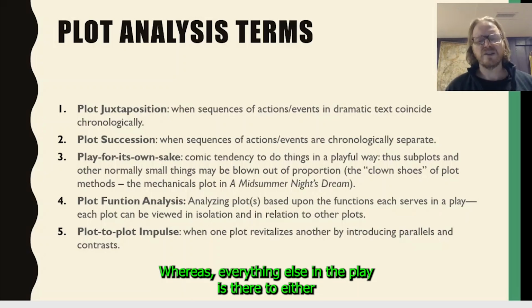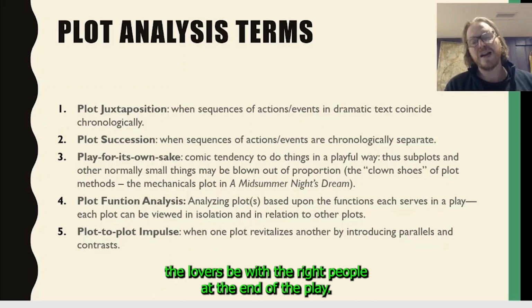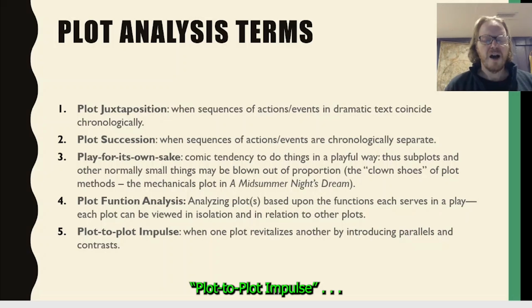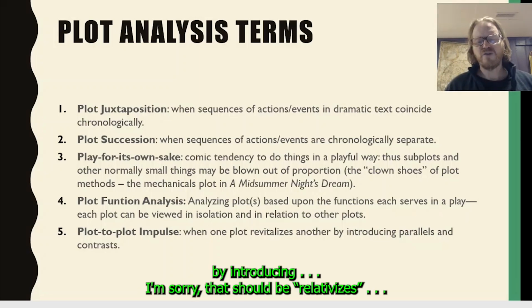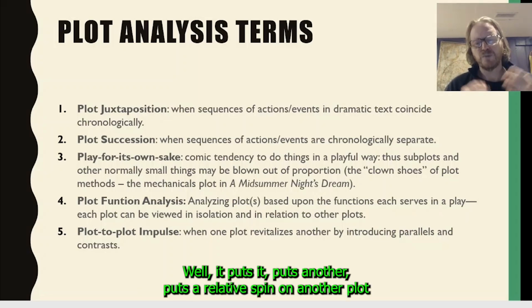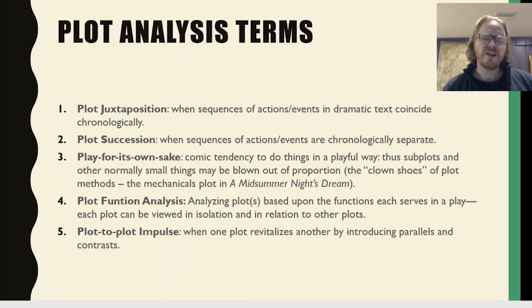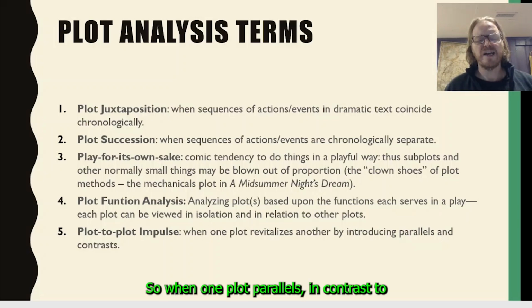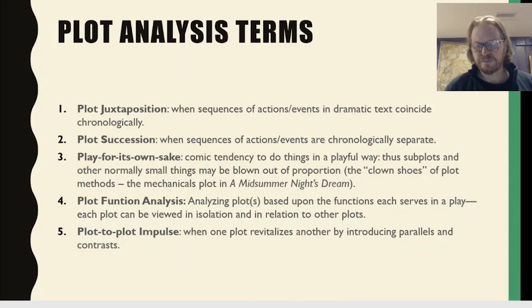Whereas everything else in the play is there to either get in the way of the lovers being with the right people or helping the lovers be with the right people at the end of the play. Plot-to-plot impulse is when one plot relativizes another, puts a relative spin on another plot by introducing parallels and contrasts. So when one plot parallels and contrasts another plot, that's called a plot-to-plot impulse.